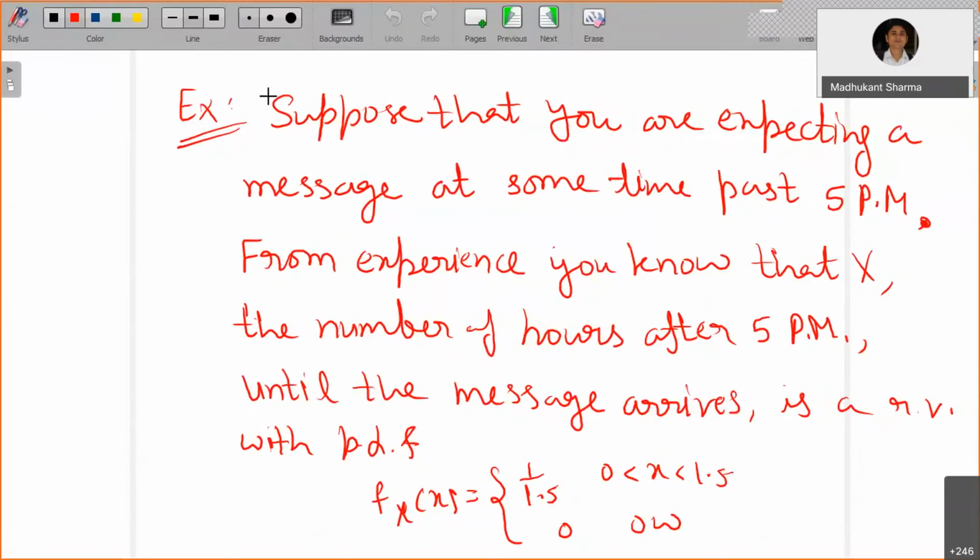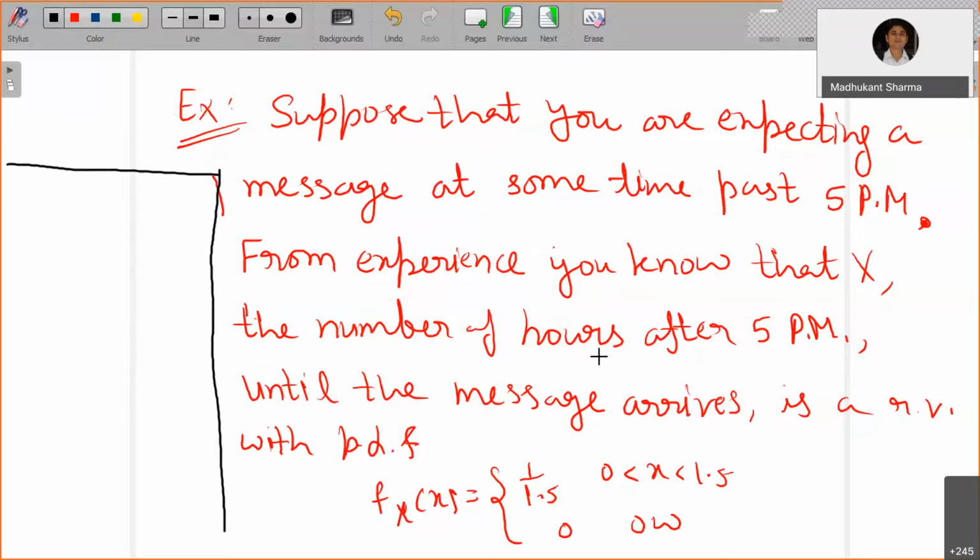Now let's see the continuous case. Let's take this problem. Suppose that you are expecting a message at some time past 5 p.m. From your experience, you know your friend, how he responds. From experience, you know that X, the number of hours after 5 p.m. till the message arrives, is a random variable with the following PDF. So this is the PDF.